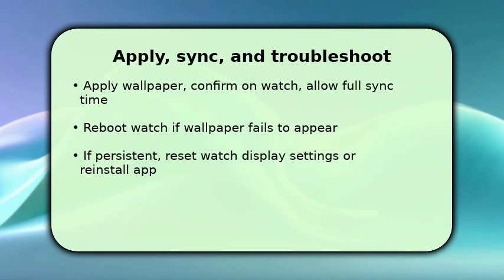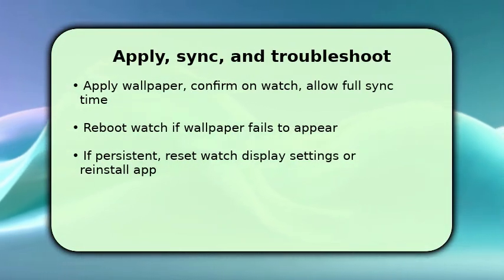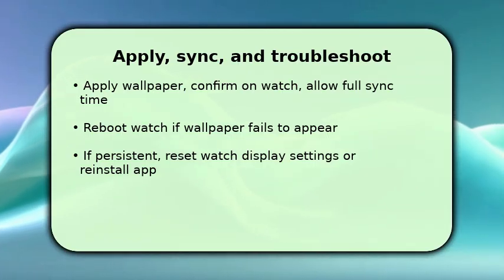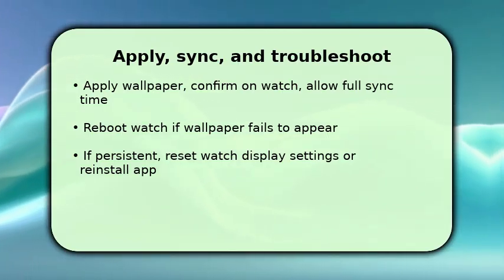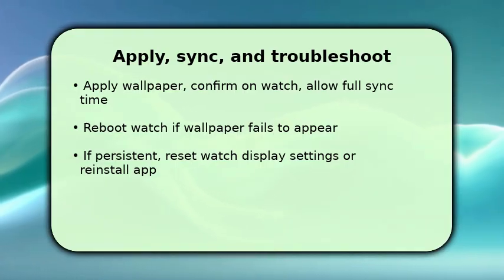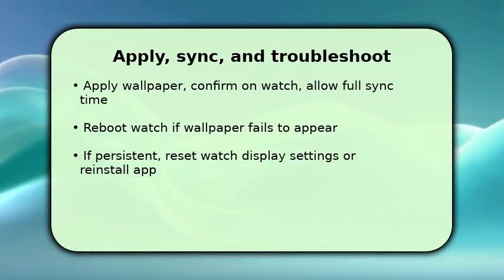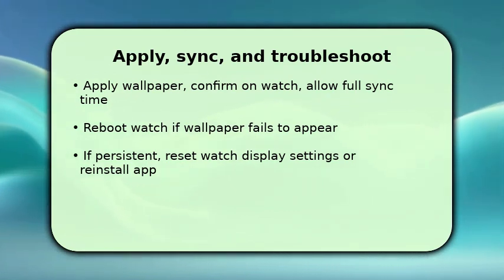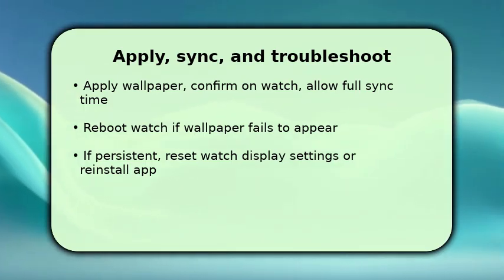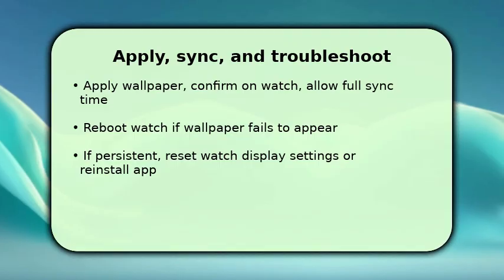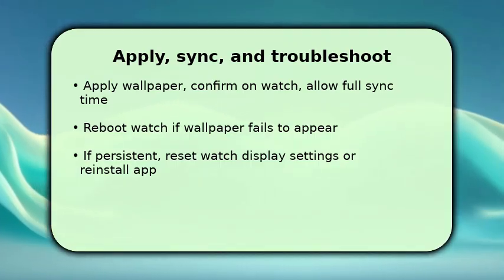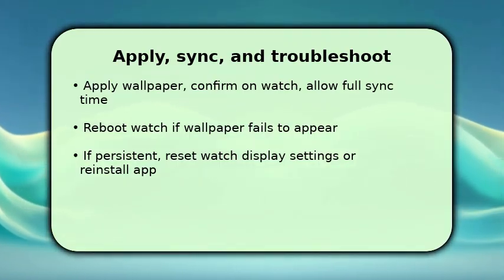Apply the wallpaper from the watch or companion app and allow the device full time to sync. You'll see progress or a confirmation when complete. If the image doesn't appear, reboot the watch. This often clears temporary cache and forces a reload. If problems persist, reset display settings or reinstall the companion app. Doing so clears corrupted settings that block wallpaper updates and usually restores normal behavior without wiping your personal data.